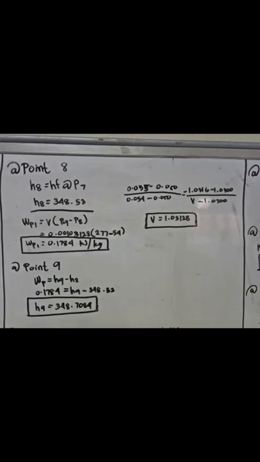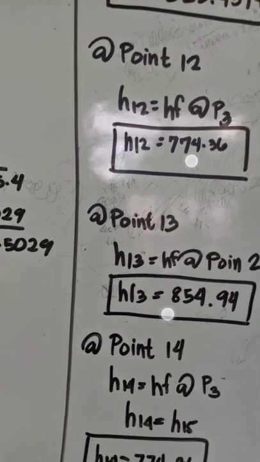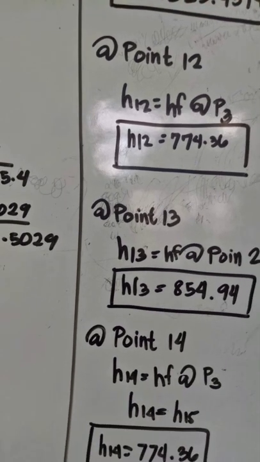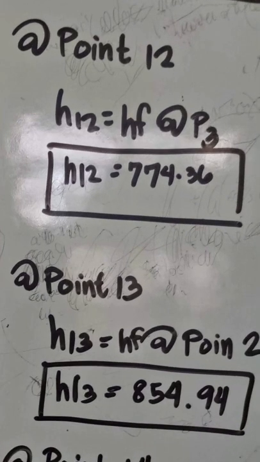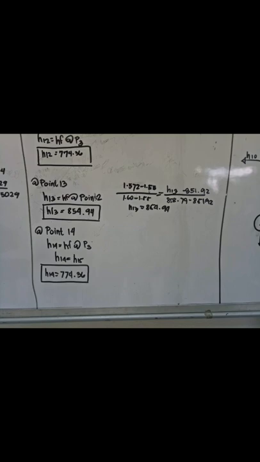Point 12. So we have point 12. H12 is equal to HF at pressure 3. So the HF of the pressure 3 is equal to enthalpy 12, 774.36. So let's proceed to the point 13.